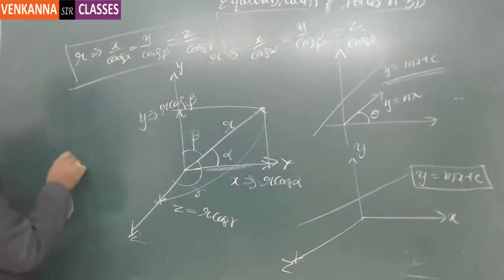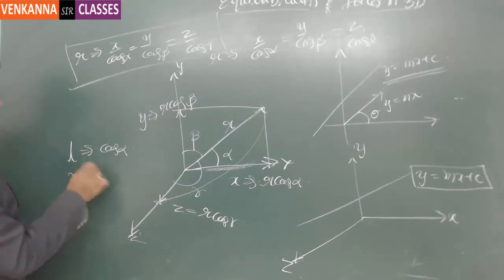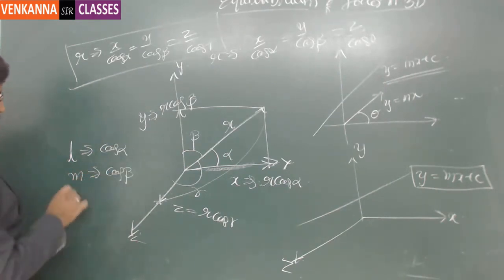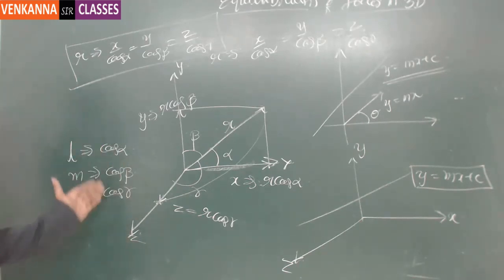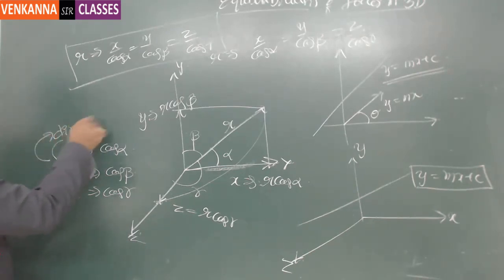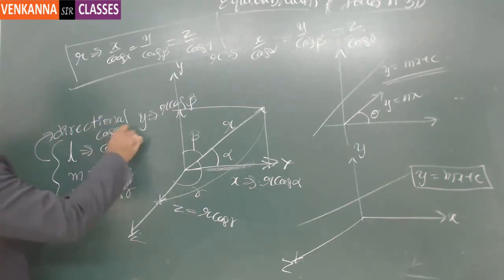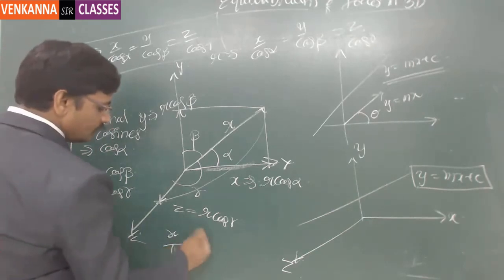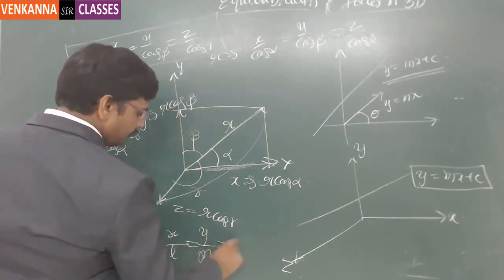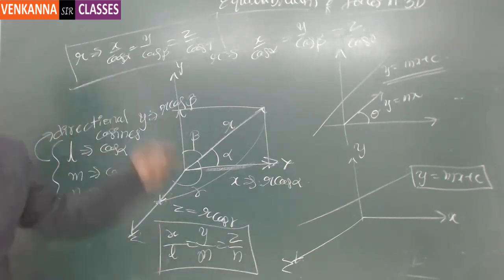In general, L is used for cos alpha, M is used for cos beta, and N is used for cos gamma. So these three are the direction cosines. The equation of this straight line can then be shortly represented as x by L is equal to y by M is equal to z by N. So this is the equation of this straight line. This is how we arrived at it.